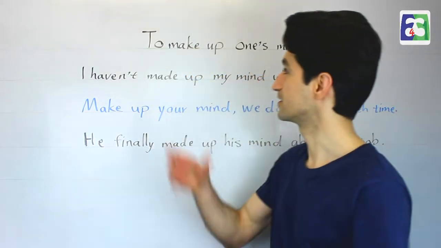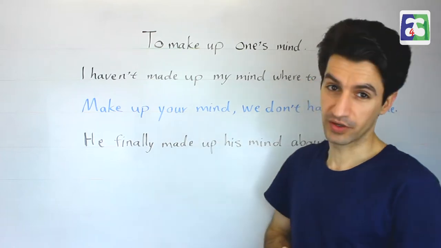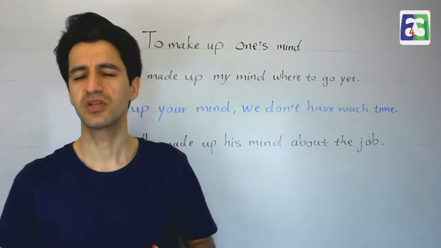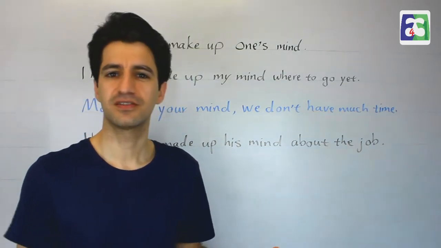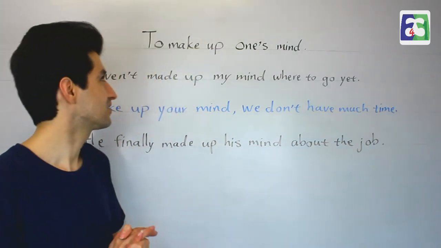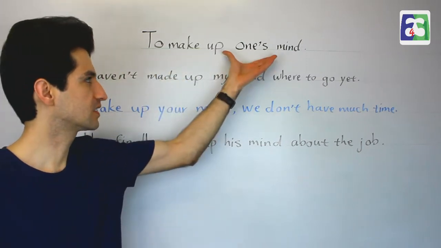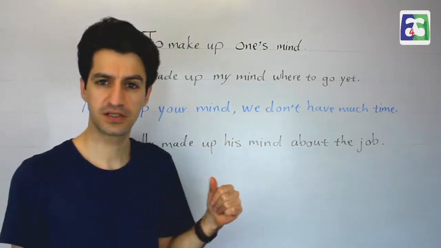Today I'm going to work on this expression, and that is "to make up one's mind." To make up one's mind simply means to decide, to make a decision. So that's another way to say that, and over here we can see "one's" in the formation of this expression.